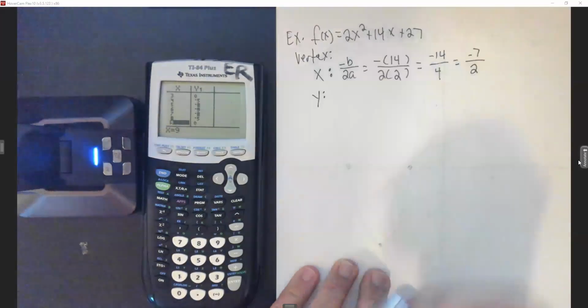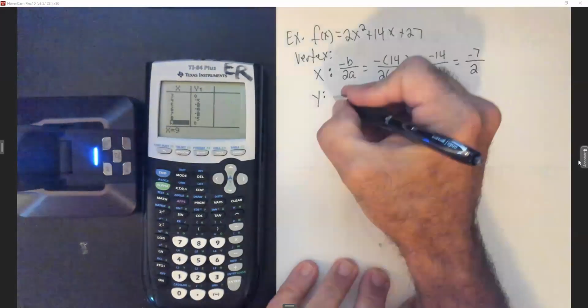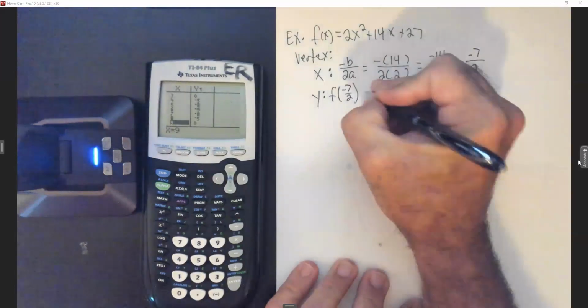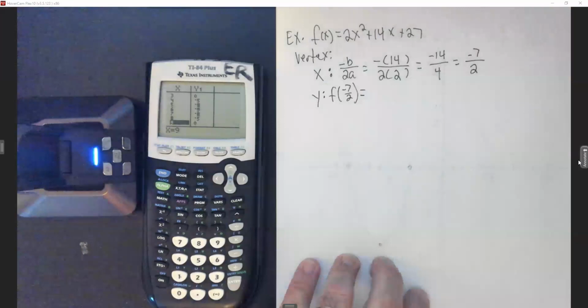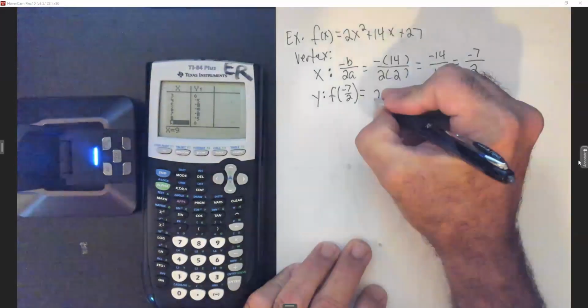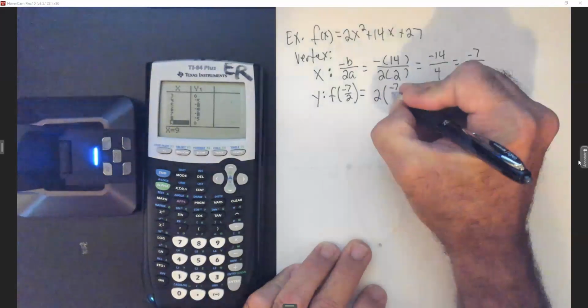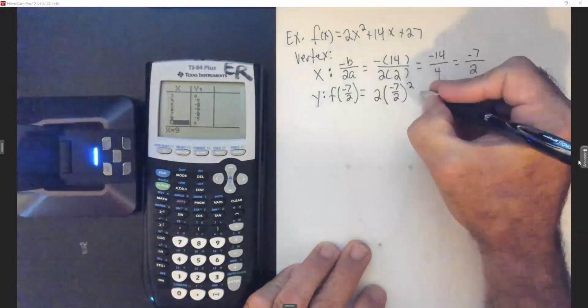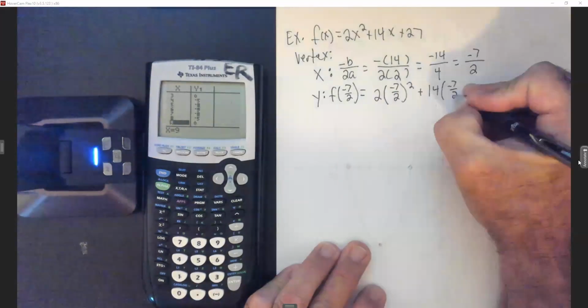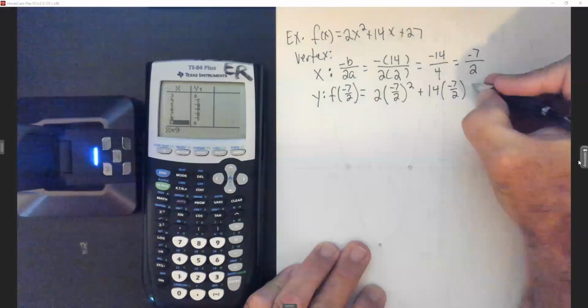So to get the y value, I'm going to find f of a -7/2. So y'all, we're about to have fun with this one, right? Because here's my 2. In place of the x, I got -7/2 squared plus 14 times a -7/2 plus 27.